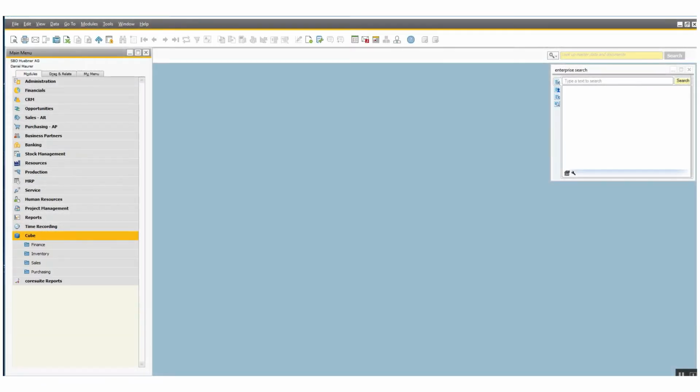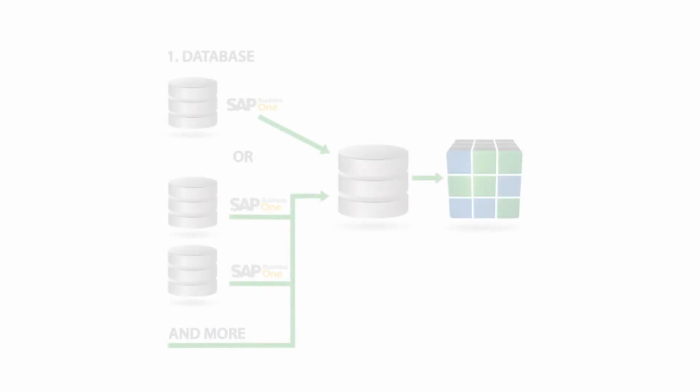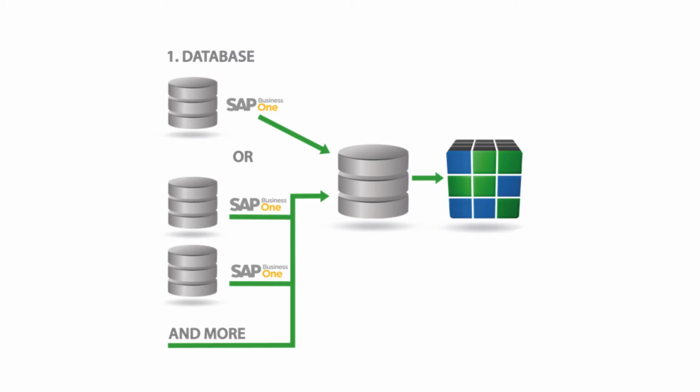The Cube is available in different editions: Finance Cube, Inventory Cube, Sales Cube, or all gathered as a bundle. Each cube has predefined reports which are shown in the overview. Besides the predefined reports, you can create your own reports ad hoc. Therefore, it is possible to gather the data from one or several SAP Business One databases to slice and dice the data as you wish.